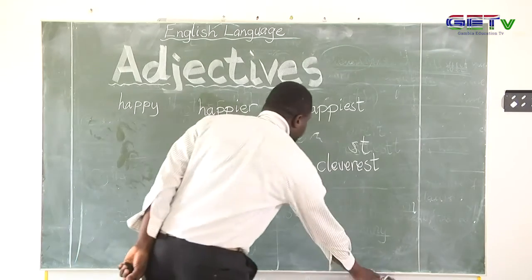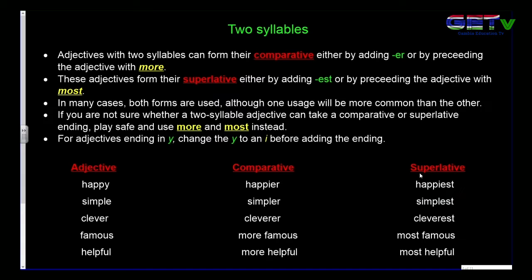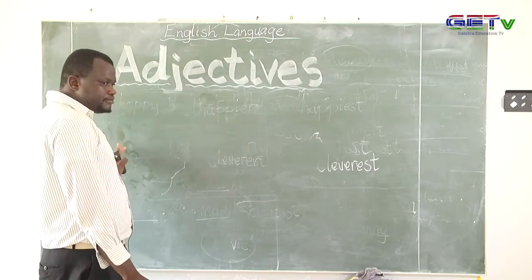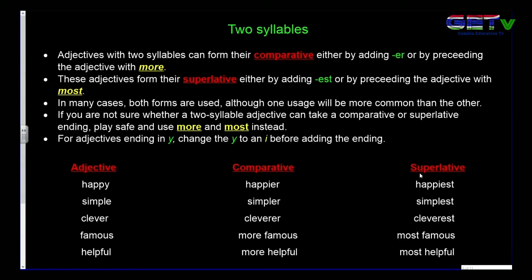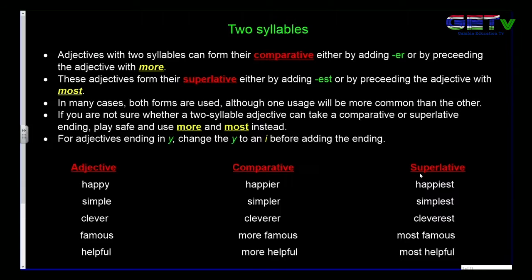Now we move on to the next one, 3 or more syllables. But please remember what I told you about syllable. Look at all these words. Happy, 2 syllables. Simple, 2 syllables. Clever, 2 syllables. Famous, 2 syllables. Unit of pronunciation. And here, 1 syllable. Tall, fat, big, sad. 1 unit of pronunciation. But if you look at 2 syllables, we have 2 units.